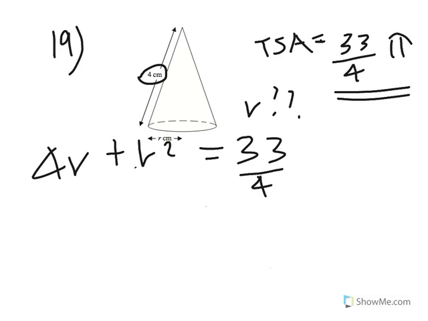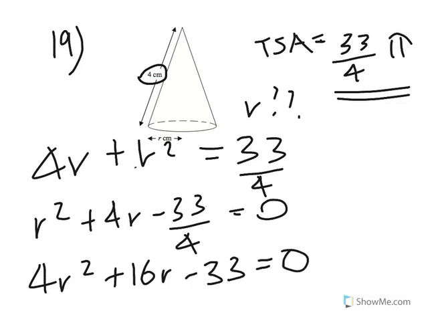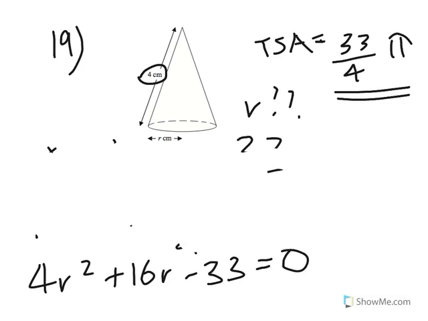So if I take this to the other side, I'm going to get r squared plus 4r minus 33 over 4 is equal to 0. Now if I multiply the whole equation, both sides, by 4, you're going to get 4r squared plus 16r minus 33 is equal to 0. Alright? Now you have a quadratic equation. Now what do we do with quadratic equations? To solve them, we just simply factorize it.